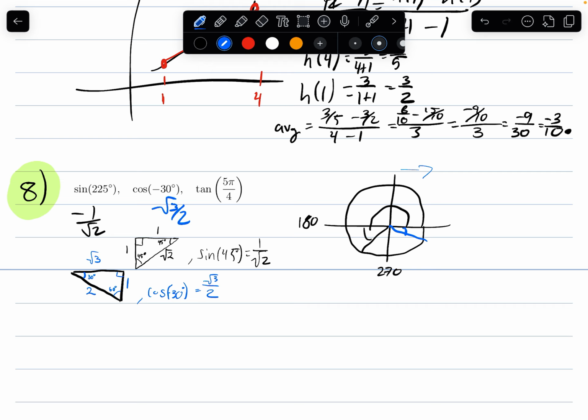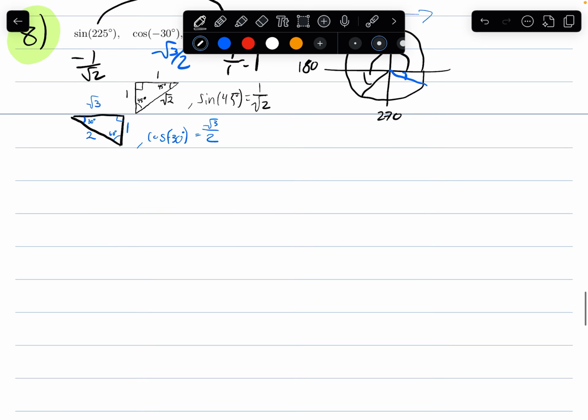And finally with tangent. 5 pi over 4 is a little bit more than 1 pi, right? Well, in fact, 5 pi over 4 is the same thing as 225 degrees. So it's the same triangle that we used originally. So if we were to take tangent of that angle, it would be 1 over 1. And because in the third quadrant, the x value is negative and the y value is negative, so we get negative all around. So we get negative over negative, we get a positive value. So for this one, it's just going to be 1 over 1, which is 1. And that's all you do for that one. It's basically just using the special right triangles.